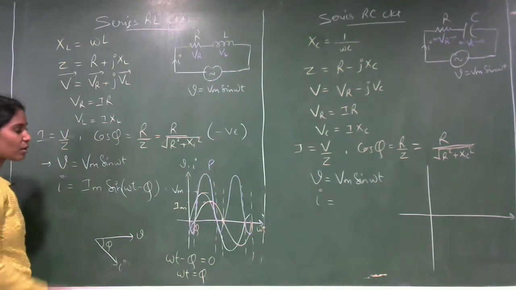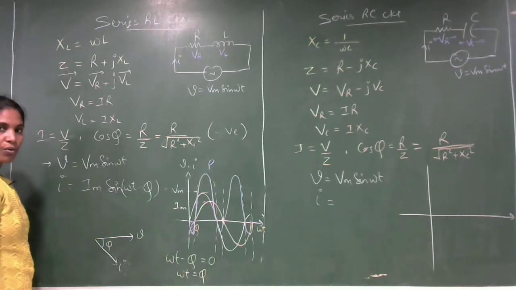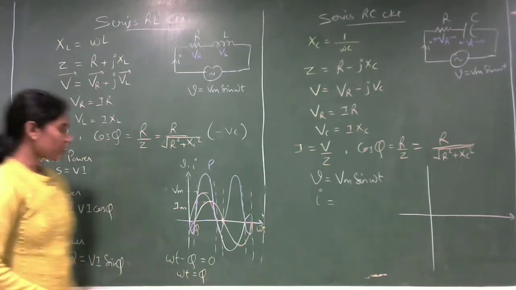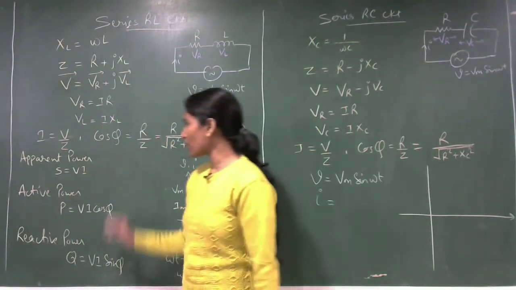Okay, average power means what? That is the active power. So what will be the values of power and how to calculate that? Let's see now. These are the equations for power, how to calculate the power for a series RL circuit.